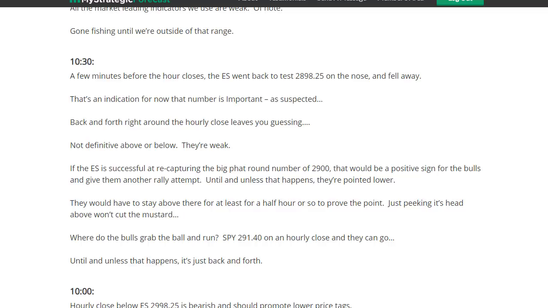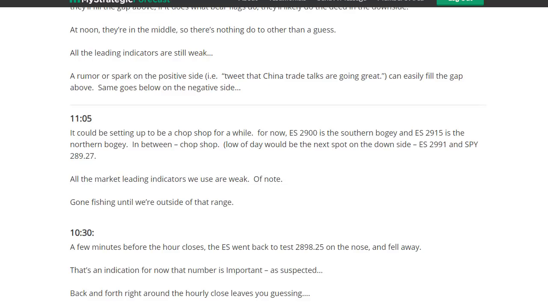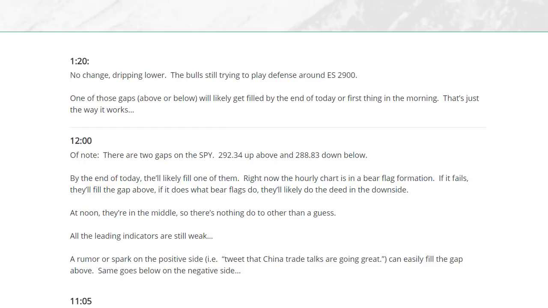At this point, we're just playing tour guide, waiting patiently for the market to essentially tip its hand. Fast forward to 11:05, it could be setting up for a chop shop for a while. For now, ES 2900 is the southern bogey, and 2915 is the northern bogey. In between is the chop shop. The rest of it, you can pretty much get a good idea. The market really didn't do anything for the rest of the day, so you can take a snapshot and read that. That's what was on the board.